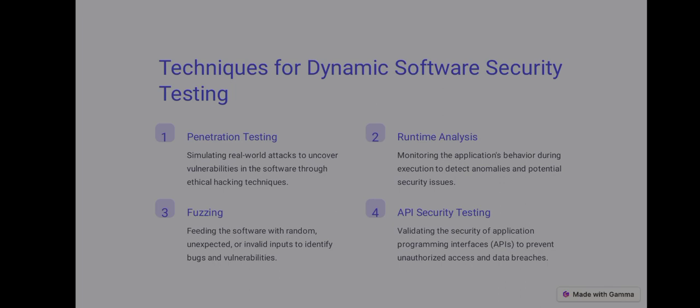Techniques for dynamic software security testing. One, penetration testing. Simulate real-world attacks to uncover vulnerabilities in software through ethical hacking techniques. Two, runtime analysis. Monitoring the application's behavior during execution to detect anomalies and potential security issues. Three, fuzzing. Testing the software with random, unexpected, or invalid inputs to identify bugs and vulnerabilities. Four, API security testing. Evaluating the security of application programming interfaces to prevent unauthorized access and data breaches.